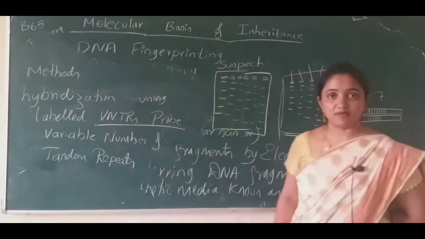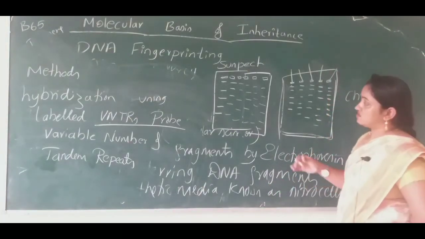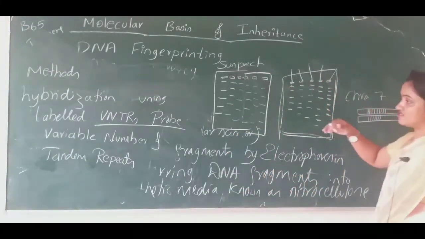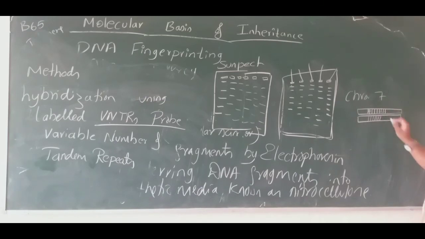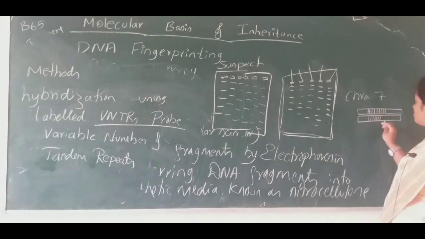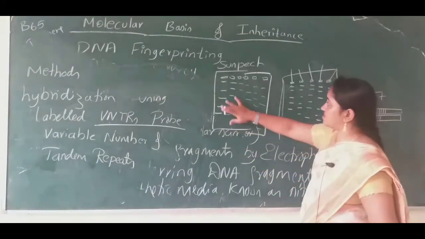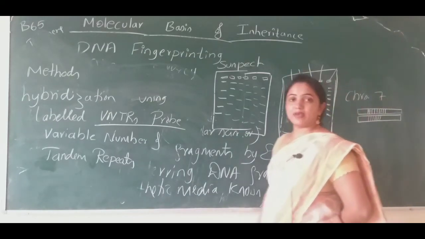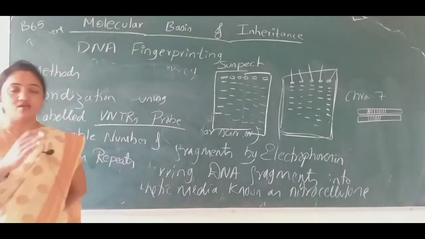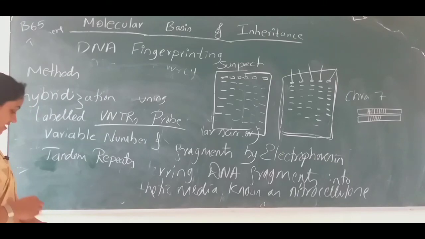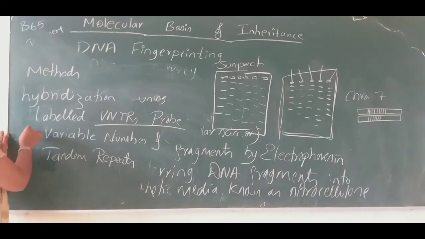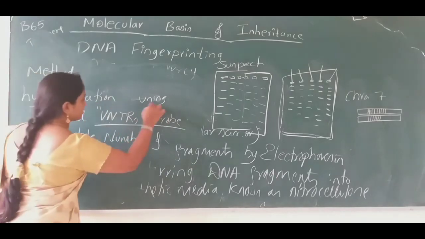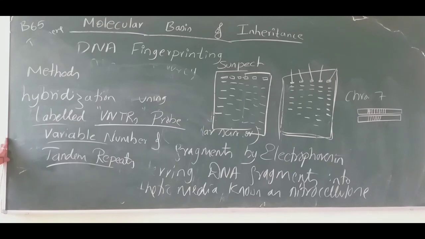I'll describe it in the class. By repeating one more time about DNA fingerprinting, only this much we'll understand today. These blocks resemble the base pairs. We have traced out the DNA fingerprinting on the nitrocellulose membrane, and we are comparing both. To compare, we have to hybridize that DNA fingerprinting with the labeled VNTR probe. After hybridization, the next step is detection of hybridized DNA fragments by autoradiography.